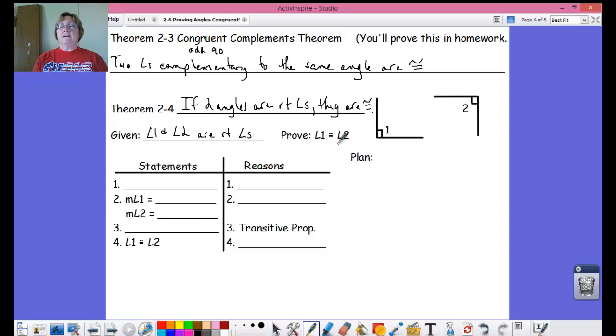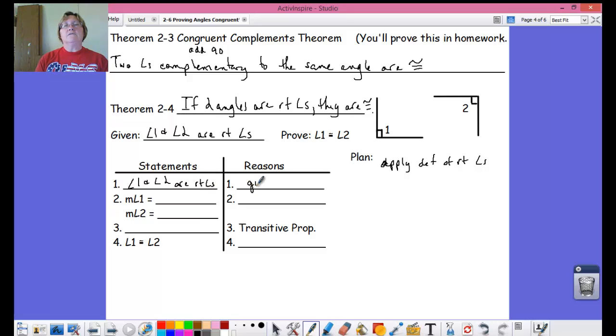Our job is to prove that they are congruent, and you see we already have some of our information in place. The plan, I think, would be to apply the definition of right angles. In fact, as you're writing this, I hope you're thinking, well, yeah, they measure 90 degrees. Then we're going to have two angles that both have the same measure. That means they are congruent. This is going to be a very, very straightforward little proof here. What we start with is what we're given. Angle 1 and angle 2 are right angles.